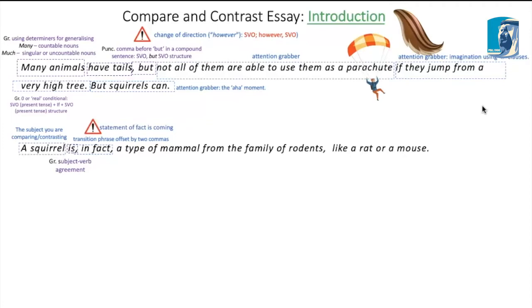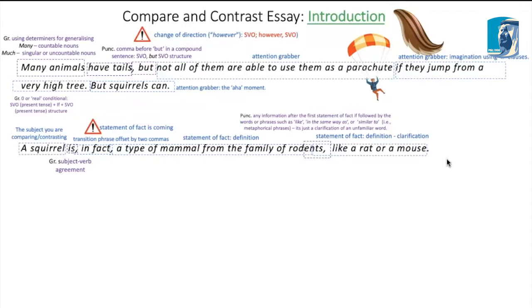So the squirrel is in fact, and then you have this idea that some factual information is coming, so it's a signal phrase. And then you have the statement of fact, which is in fact a definition, a type of mammal from the family of rodents. And this is part of the statement of fact. It's offset with a comma, like a rat or a mouse. This is a clarification of these words mammal, rodents, in case you want somebody to really understand what you're talking about and may not know what this phrase rodent means. It's also a good way of showing, especially when you are studying the language, to your teacher that you know what these words mean too. Okay, so that you've not just copied and pasted these words, but you have some idea of what they mean.